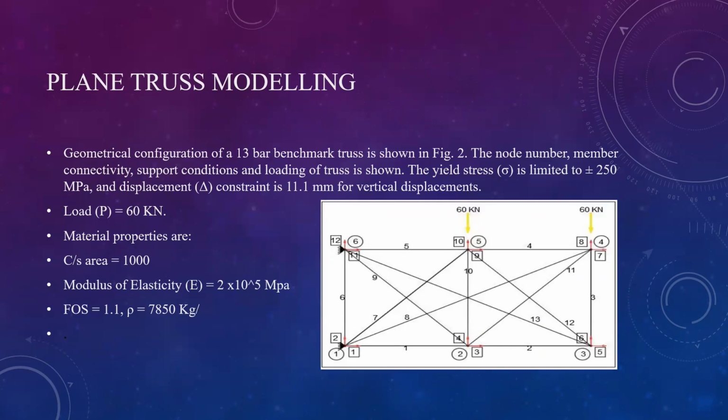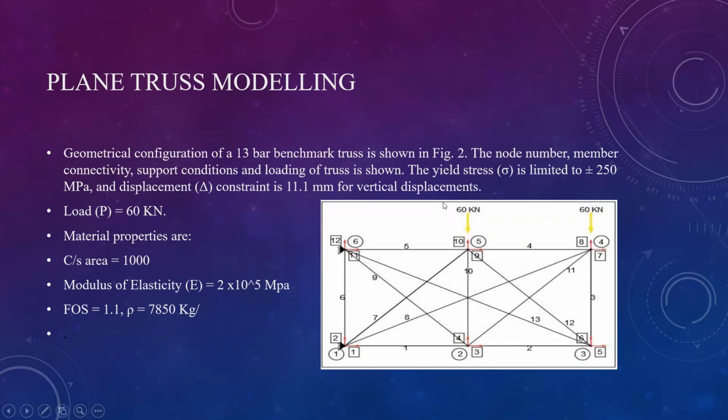So, plane truss modeling. There's an example given here. The geometrical configuration of the 13-bar benchmark truss is shown in this figure. The node number, member connectivity, support conditions, and loading of the truss are shown. The yield stress sigma is limited to plus or minus 250 megapascals, and the displacement delta constraint is 11.1 mm for vertical displacements.